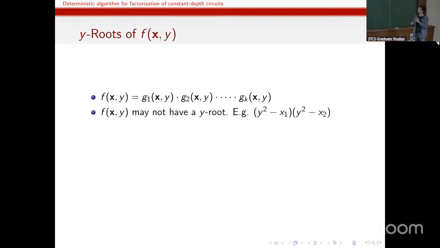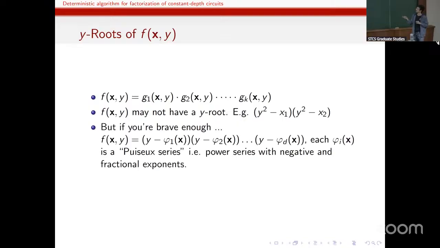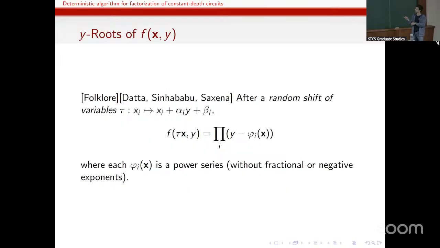Now, in general, a polynomial might not have a y root because it might look like (y square minus x1) times (y square minus x2). There is no y root. But if you're brave enough, you can get y roots which are Puiseux series, which are like power series, but you allow negative and fractional exponents. This really won't matter much in the next slide. But just for an example, y square minus x1, you can write it as (y minus square root x1) times (y plus square root x1). What's important here is that if you do a random shift of your variables, then you do actually get a factorization into power series roots.